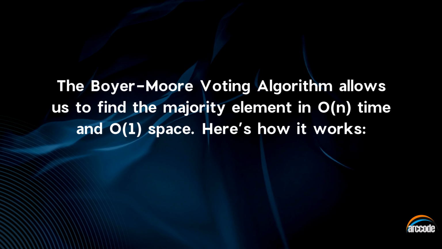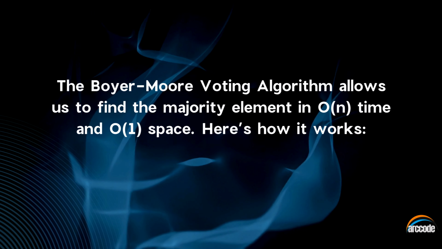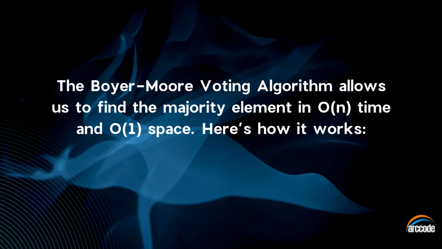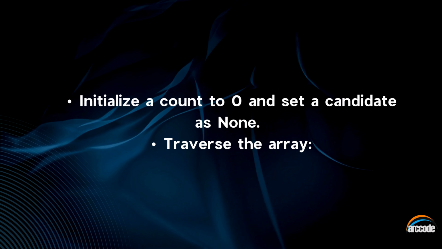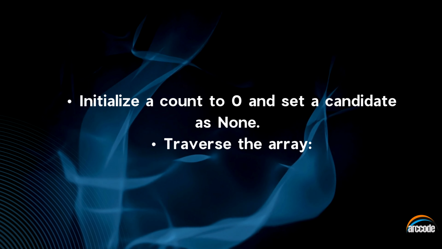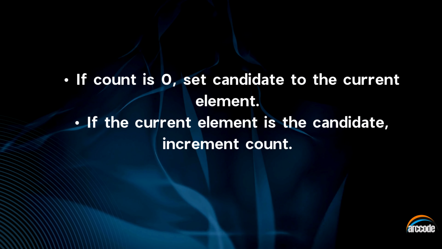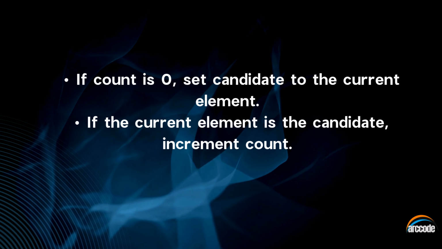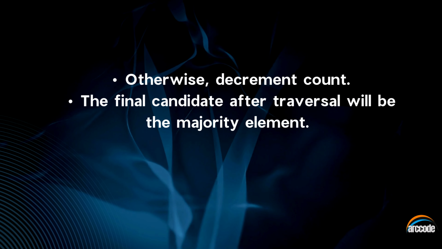The Boyer-Moore voting algorithm allows us to find the majority element in O(n) time and O(1) space. Here's how it works. Initialize a count to 0 and set a candidate as None. Traverse the array. If count is 0, set candidate to the current element. If the current element is the candidate, increment count. Otherwise, decrement count. The final candidate after traversal will be the majority element.